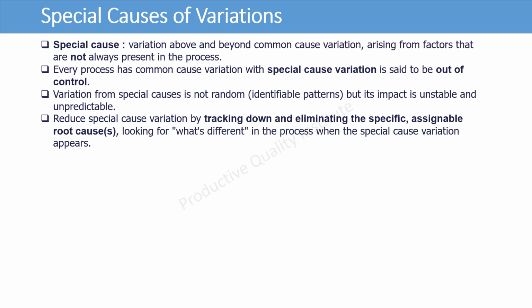Special cause is a variation above and beyond common cause variation, arising from factors that are not always present in the process. Every process has common cause variation; a process with special cause variation is said to be out of control. Variation from special causes is not random, but has identifiable patterns, and its impact is unstable and unpredictable. Reduce special cause variation by tracking down and eliminating the specific, assignable root cause, looking for what's different in the process when the special cause variation appears.